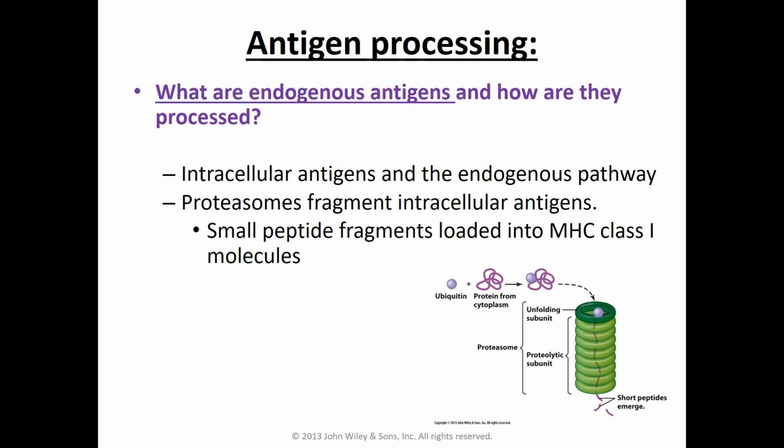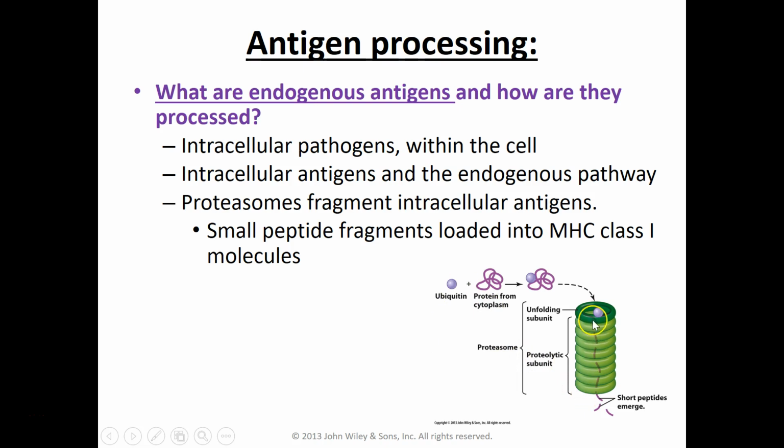So endogenous antigens, how are they processed? So endogenous means what? Inside. Endo means inside, right? So these are intracellular pathogens within the cell. So this is when the virus gets inside the cell, when the intracellular bacteria gets inside the cell. We have a special proteasome, right? So this is a set of proteins. They're proteolytic. When ubiquitin, another protein, binds to foreign proteins inside of our cells, it'll process them and break them up into little pieces.